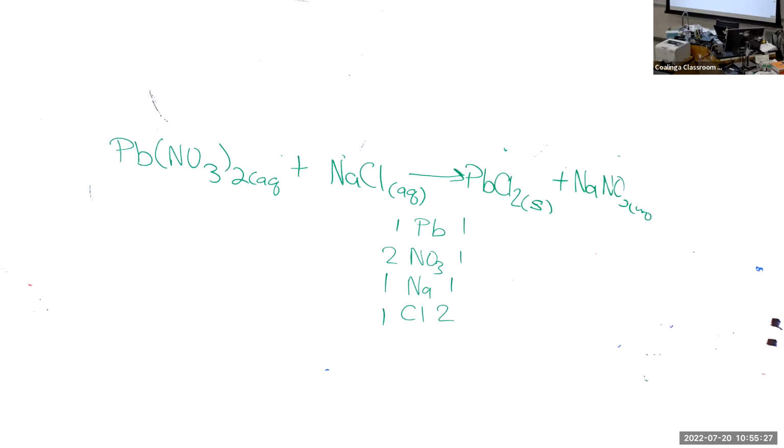Put a 2 in front of NaNO3 on the product side. Then that gives me 2 sodiums, so you can put a 2 in front of NaCl on the reactant side. Okay, so we're balanced. We got it nicely balanced.